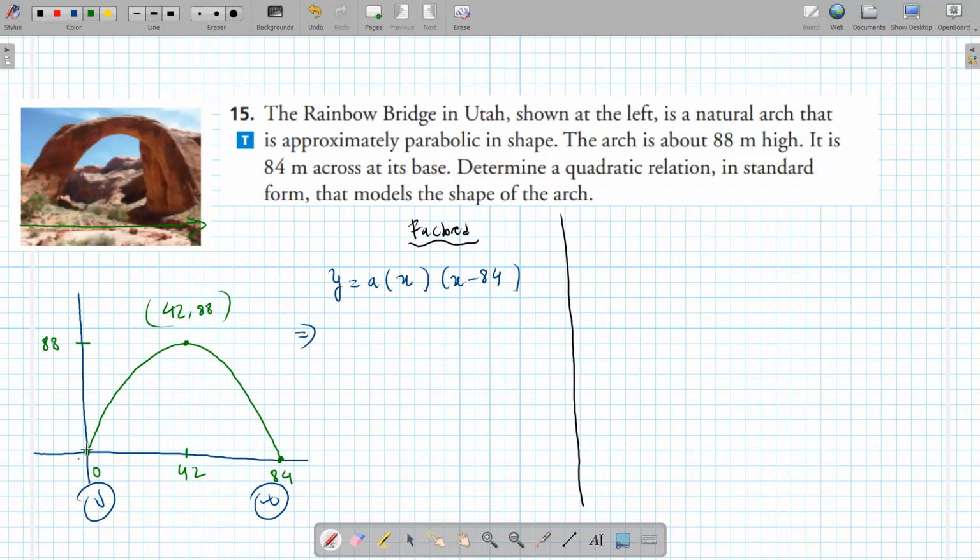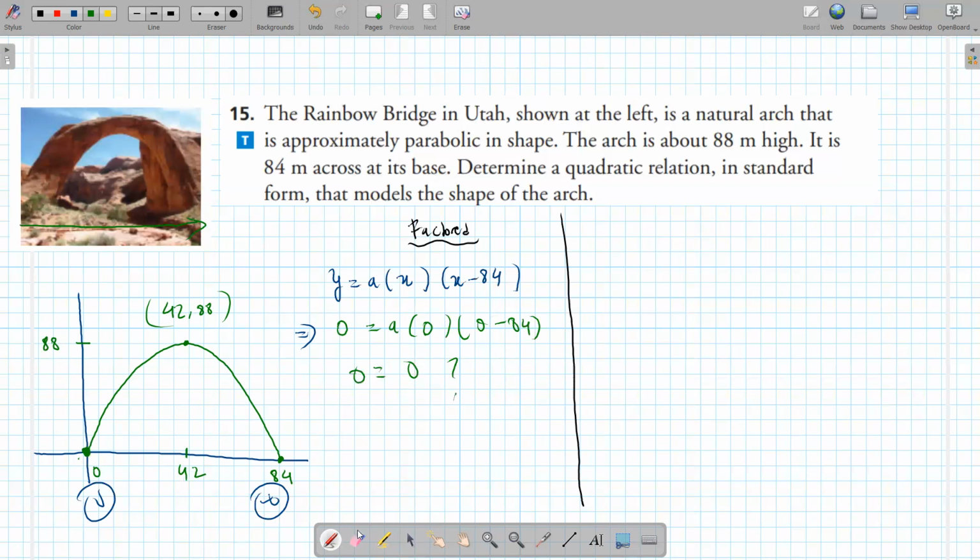If it goes through the origin, it's going to go through the 0, 0 coordinate. So I'm going to use y as 0. You can always use 42, 88. They will both give you the exact same answer. a times 0. Actually, this is not going to work out because you have to use the vertex. Look at this. a times 0 is 0, right? So you get 0 equals 0. That doesn't help us. So no, that's a no-go.